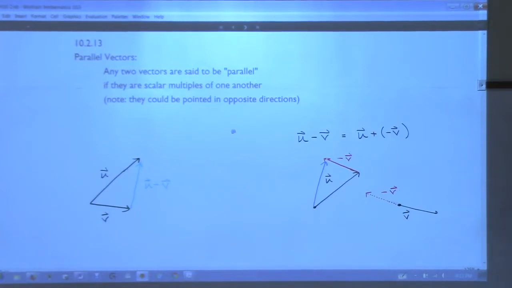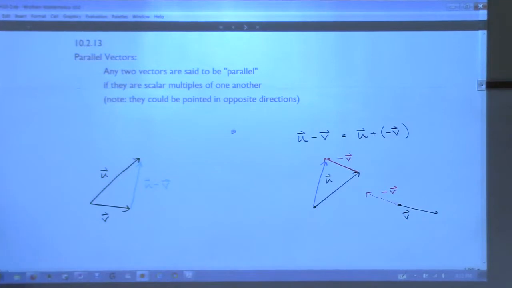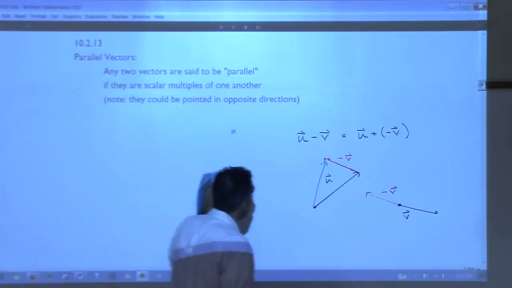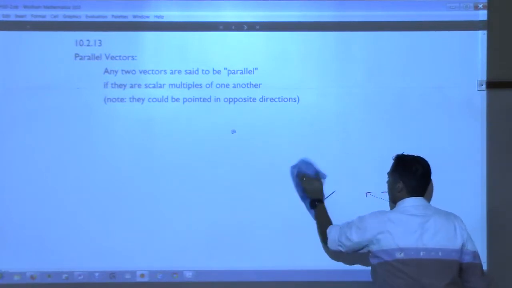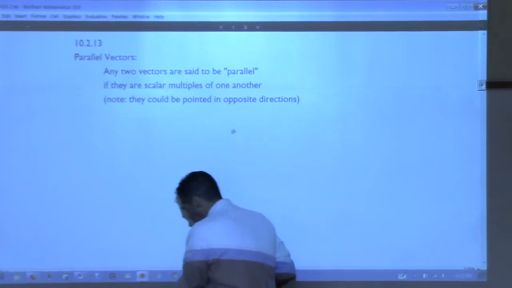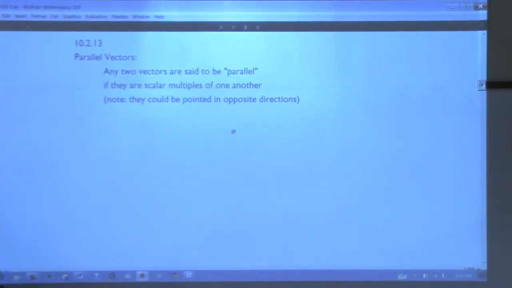All right, so what about the idea of vectors being parallel? This is kind of a weird thing. Because when we think parallel, when we're talking about parallel lines, we're always talking about lines that have the same exact slopes, right? Vectors, the definition of parallel vectors is slightly different. It says any two vectors are said to be parallel if they are scalar multiples of one another.